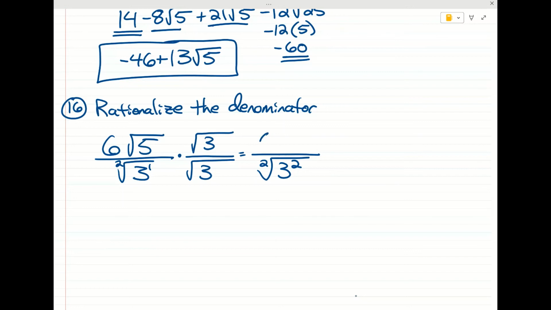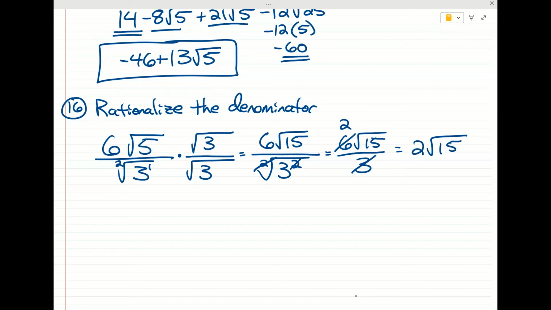And on top, it would just be 6 square root of 15. Like we said, the square root and the square, they cancel each other out. So we just get 6 root 15 over 3. And 3 goes into 6 twice. So your answer would just be 2 times the square root of 15. If you were to just leave it like this without simplifying, I'd take off half a point because it's not simplified.